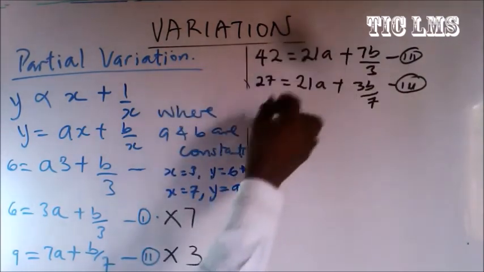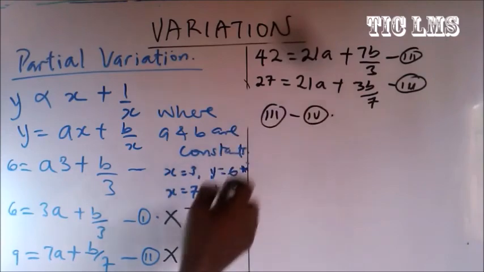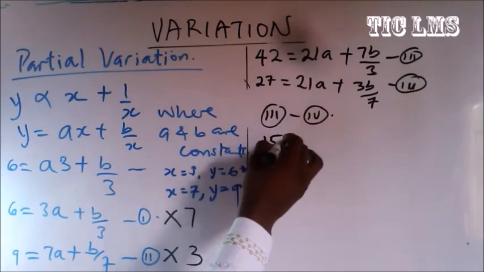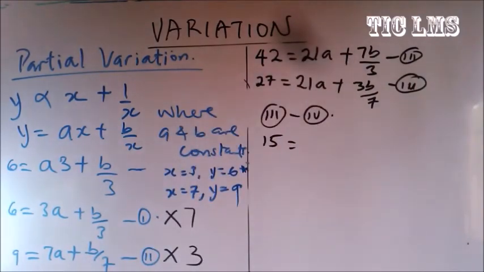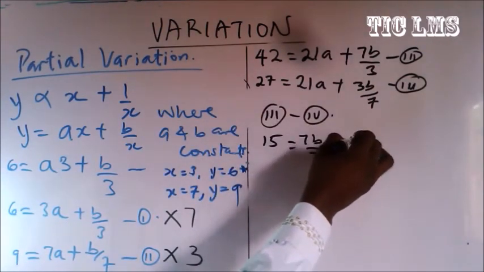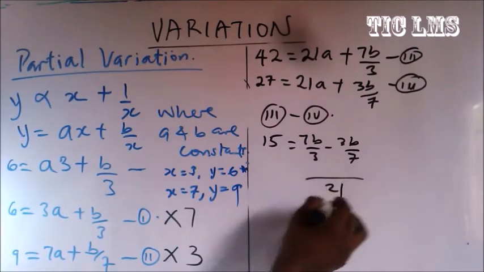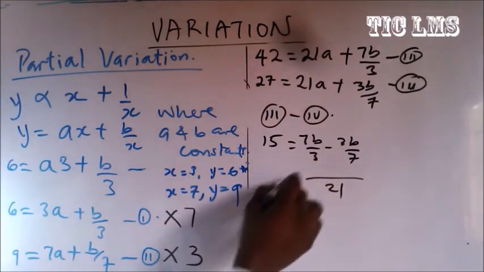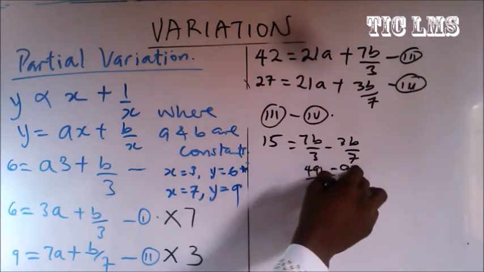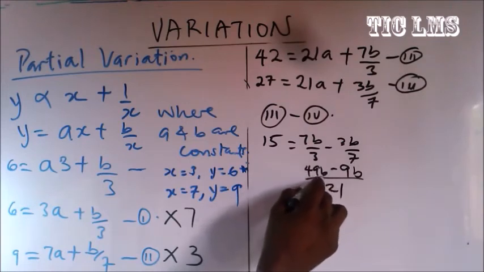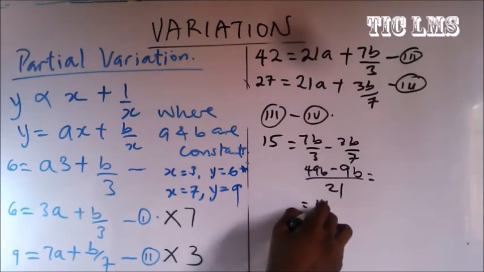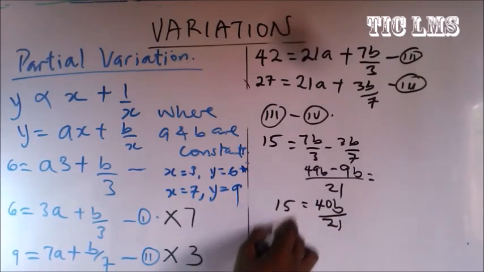So equation 3 minus equation 4, and that will leave us with 42 minus 27, that will be 15. Then 21A minus 21A, that's 0. And then 7B over 3 minus 3B over 7. So we have this as 21. 3 into 21, that's 7. 7 times 7 is 49B. Minus 7 into 21, that's 3. 3 times 3 is 9B. So we have 49B minus 9B. That leaves us with 40B over 21. And then we have 15 here.